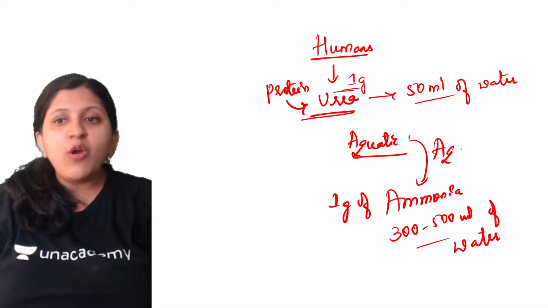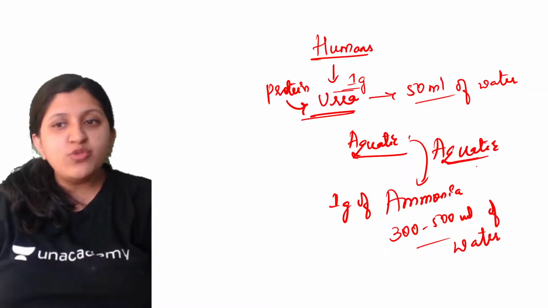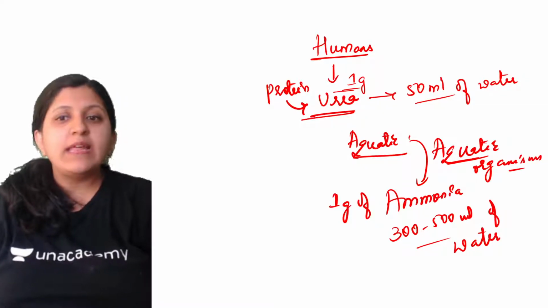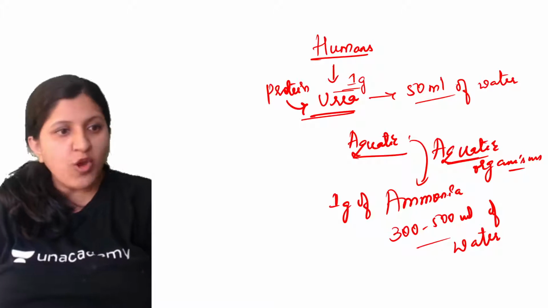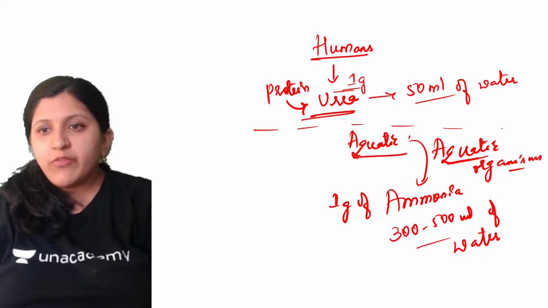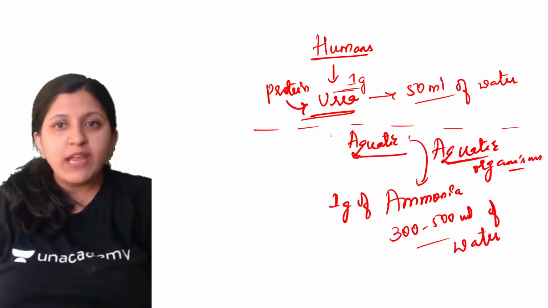So what do aquatic organisms do? Aquatic organisms usually have this mechanism where they form urea and get rid of this toxic compound. That is with respect to aquatic organisms. Now, uric acid, what is this? That also we are getting rid of.